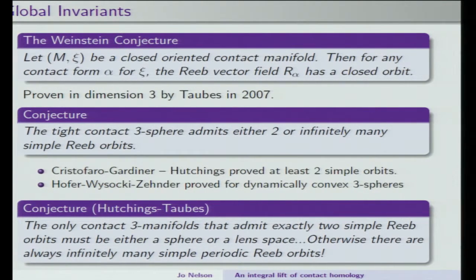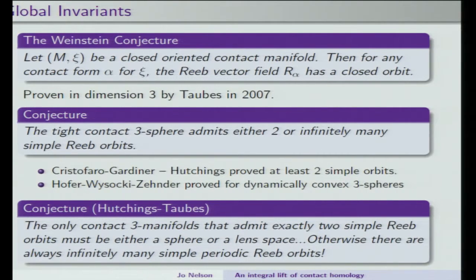Otherwise, there are always infinitely many simple periodic orbits. That's pretty remarkable, because it's telling us that the Reeb dynamics really tell us something strong about the topology of our manifolds, and pretty much all oriented closed 3-manifolds admit contact structures. So if you could prove this conjecture, well, you'd probably have a tenured position somewhere nice.